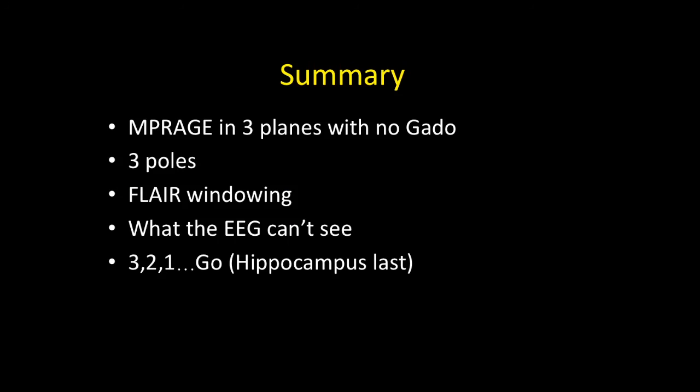So just rehashing this, my search pattern: MPRAGE first in 3 planes, sagittal midline, sagittal perisylvian, coronal looking at the ventricles, coronal looking at the 3 poles, frontal, temporal, occipital poles, and then the axial looking at like our 6-foot view or global view. Moving to the FLAIR, you're going to look at the 2 window settings, correct and aggressive, and you're going to look at axial and coronals. Don't forget to look where the EEG can't see: cingulate gyrus, insular gyrus, and then 3, 2, 1, go to the hippocampus last. Thanks.